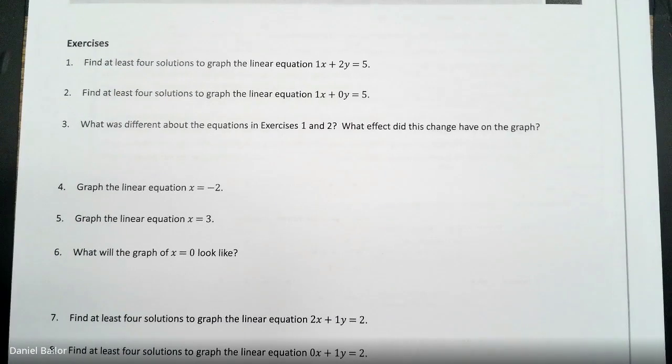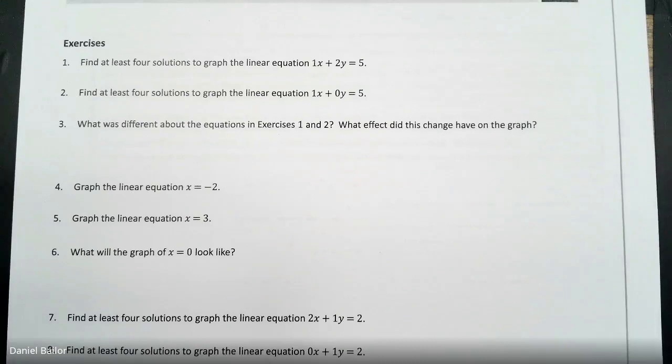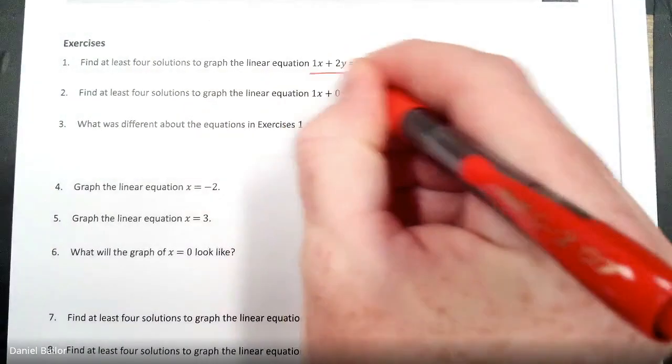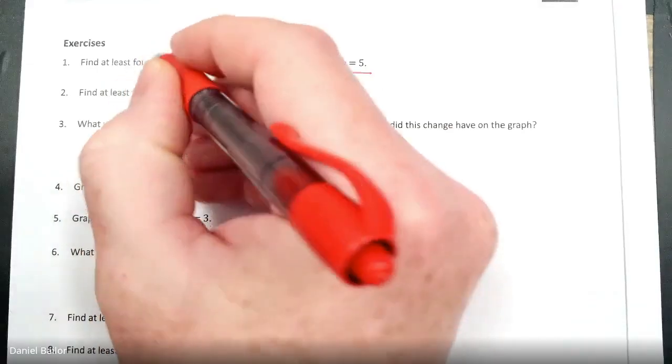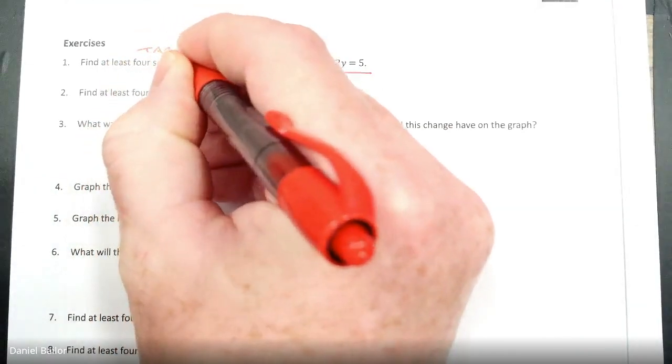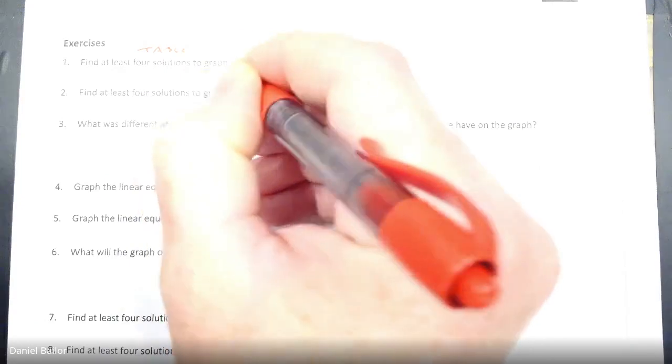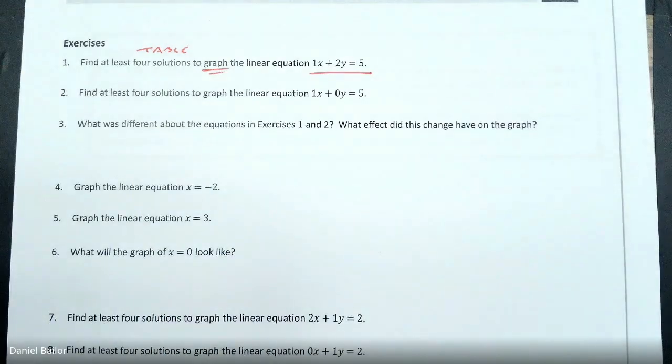We're going to start with the first group, exercises 1, 2, and 3. Now what it says is find at least 4 solutions to graph this linear equation. So we need to find 4 solutions to graph that equation. So we need to find solutions, which means we need to build our table, and then we graph. So let's do that. They did not give us a whole lot of room on here, so I'm going to do the work on a piece of graph paper.